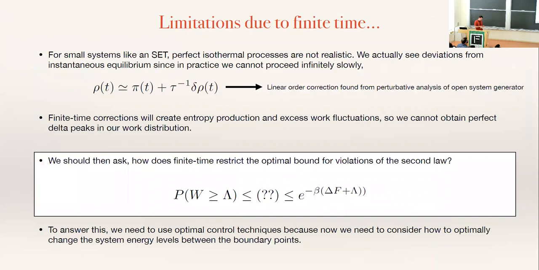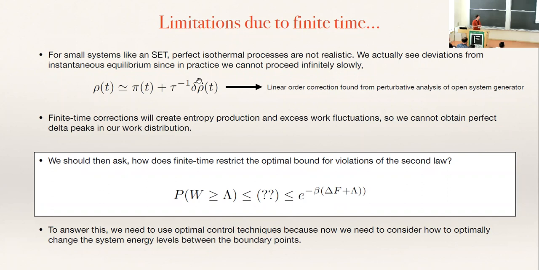And the key point is that because these systems have a finite relaxation time, we can't really do perfect isotherms. So what we would observe in a more realistic situation is that the system will be in its equilibrium state plus some sort of small linear correction. This linear correction will scale inversely with how fast we're going. And so this extra term is responsible for giving us imperfections in the isotherms.